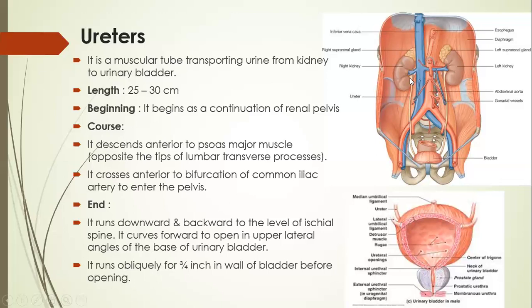It begins from the renal pelvis, runs in front of the psoas major muscle, crosses the bifurcation of the common iliac artery, and then enters the bladder. How does it enter? Again, it has a very unique feature when it enters the bladder. It runs downwards and backwards to the level of the ischial spine. It curves forward to open into the upper lateral angles of the base of the bladder.